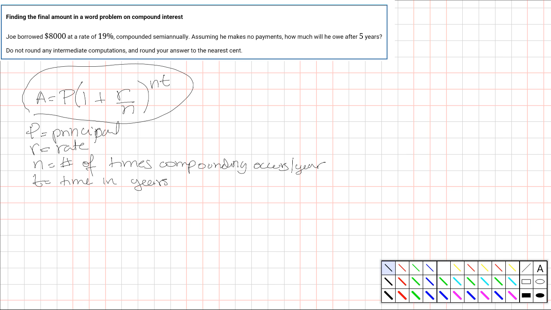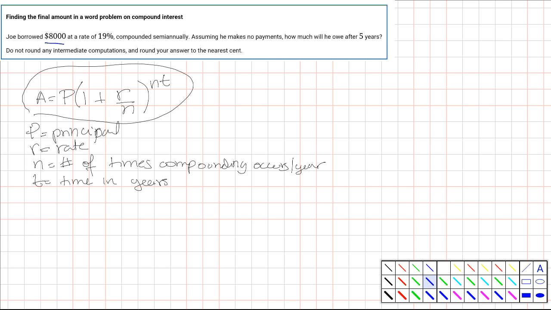n is the number of times the interest is compounded per year, raised to the power n times t, where t is the time in years. So for this problem, we have to first identify what kind of values we have.